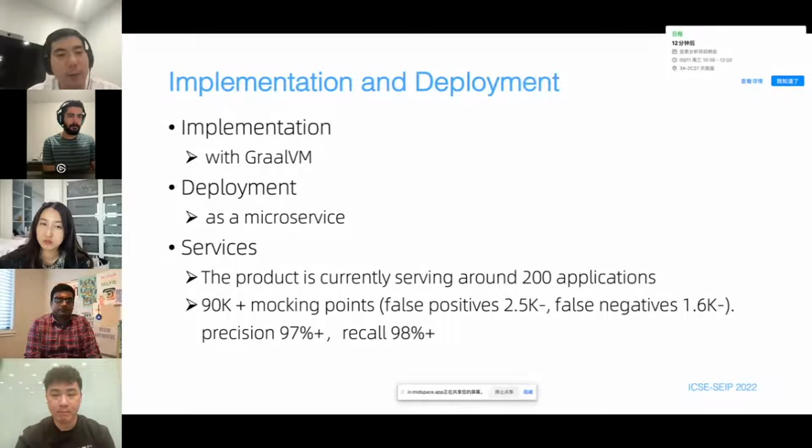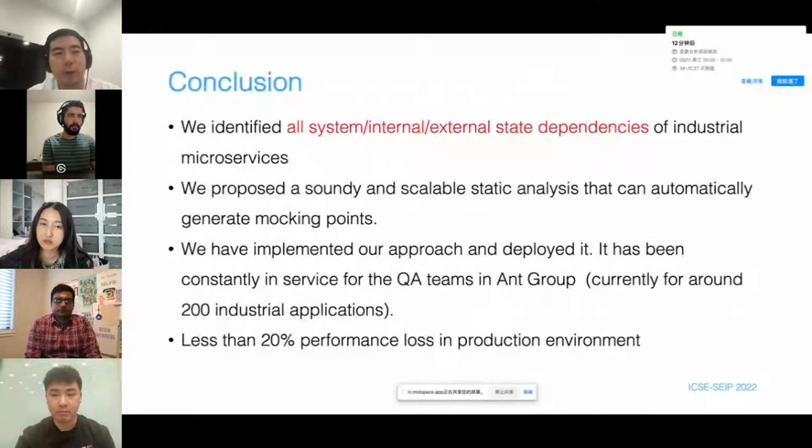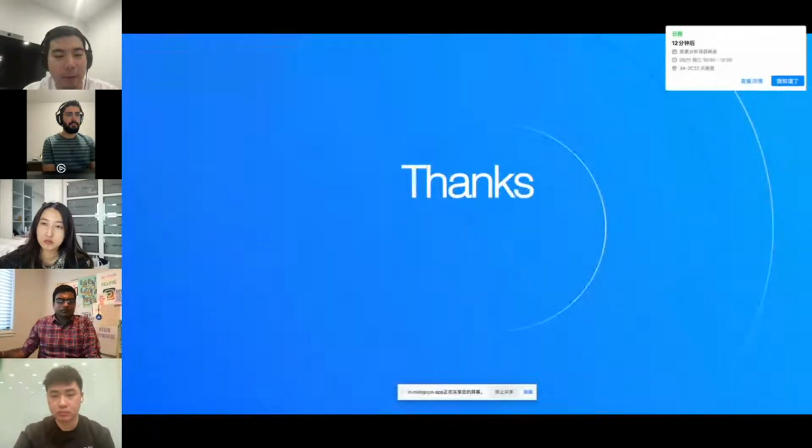than 98%. So here is the conclusion that we identified all state dependency of industrial microservices, and we found the mocking points via taint analysis, and the result of mocking points only takes less than 20% performance loss in the production environment. Okay, thank you very much.